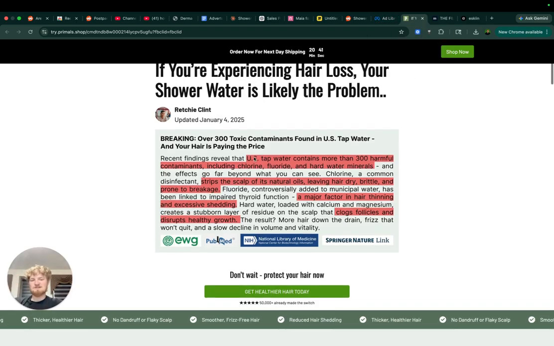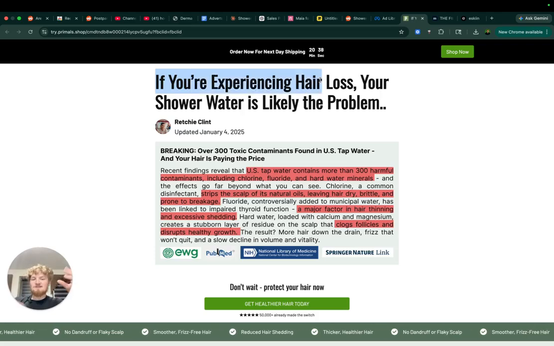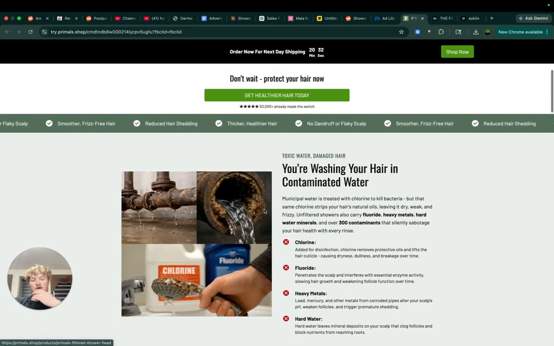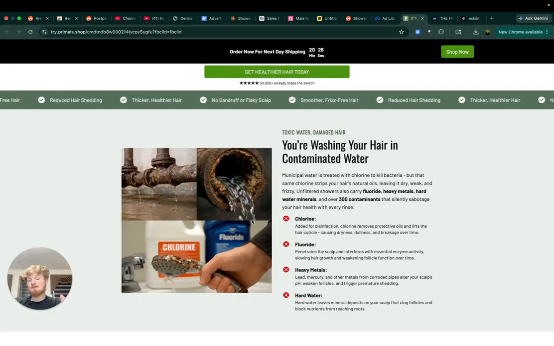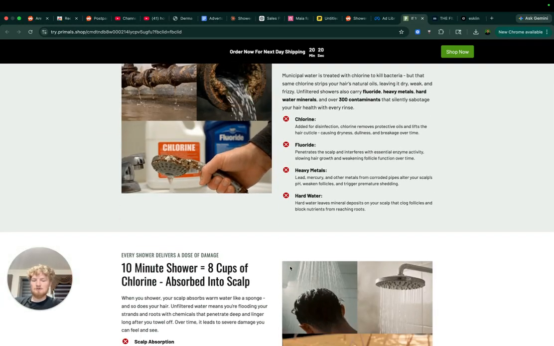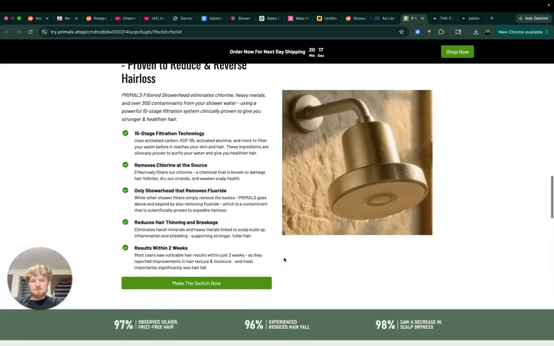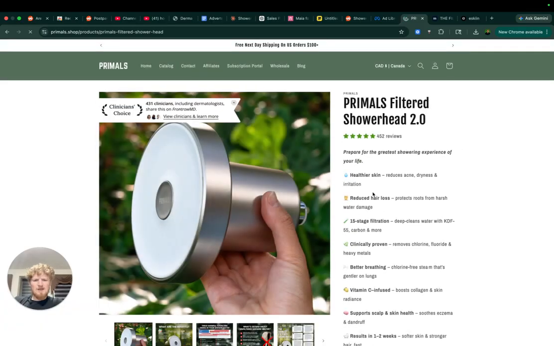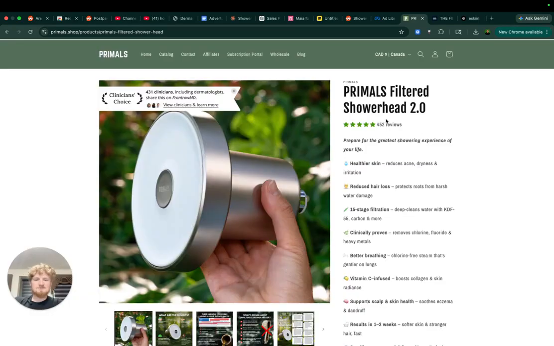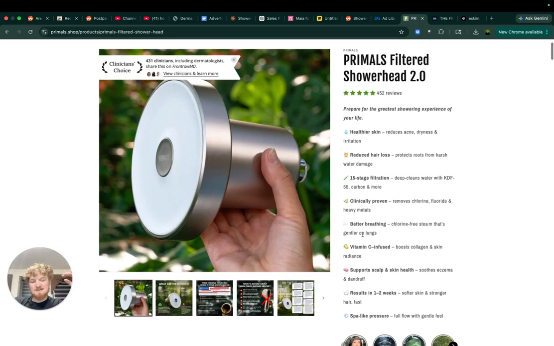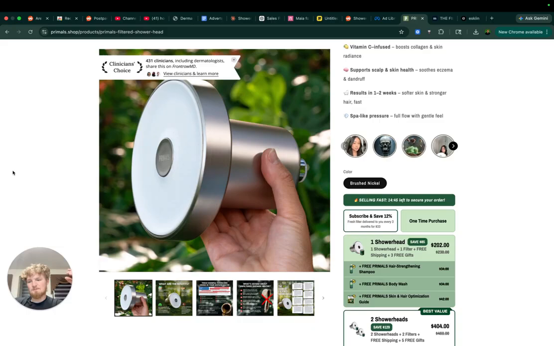So let's take this one as an example, right? We can instantly see that these guys are going for the hair loss angle, which, okay, that's great. We can see that they're showing it very visually, where it's like it's so nasty and you need this water filter because it's making you lose your hair. If we come to their product page here, it says reduce hair loss, healthier skin. We can see that these guys are kind of marketing towards everything.